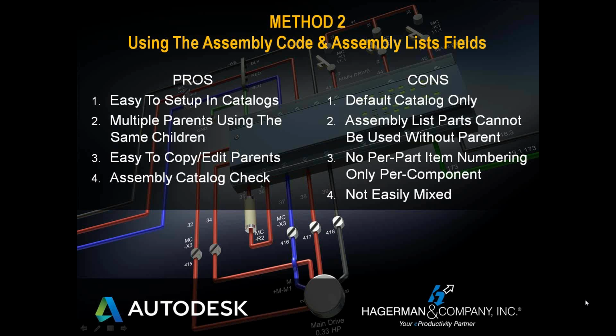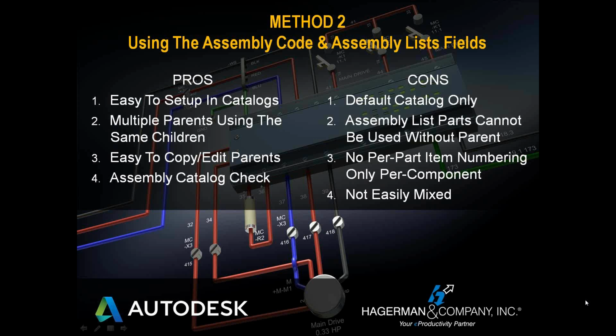My assembly list parts cannot be used without a parent. That's what I was showing you when I tried to look up that cover, when I tried to look up that holder. I can't find them in there to be able to place them without the parent because they are linked and connected to the parent through the assembly list and the assembly code.